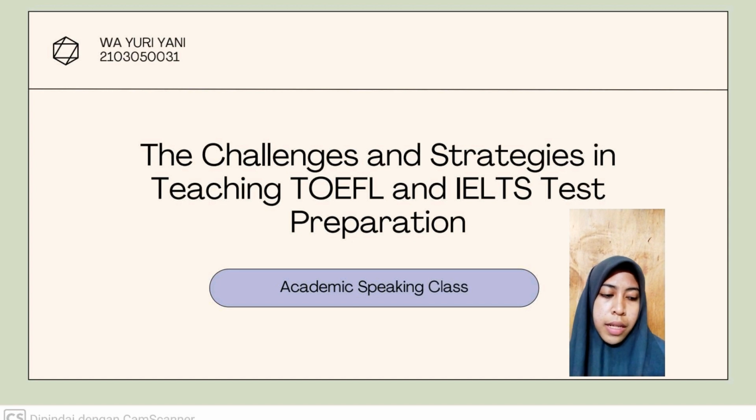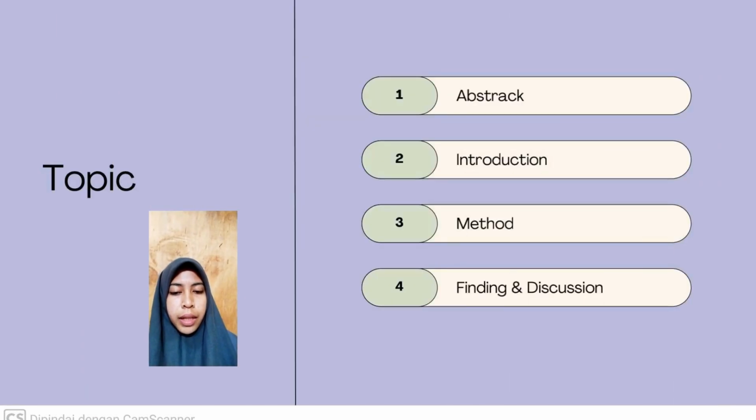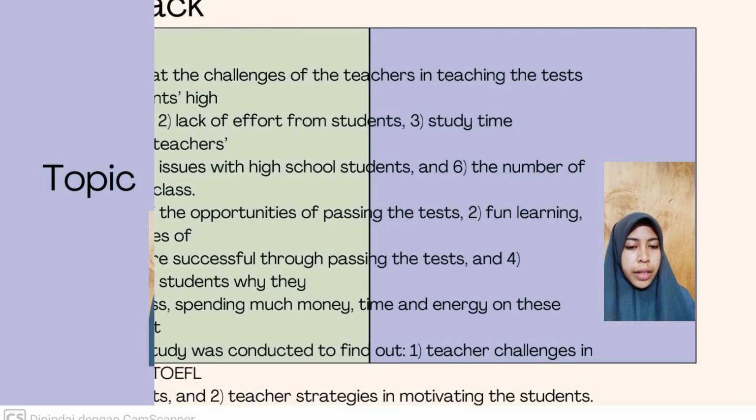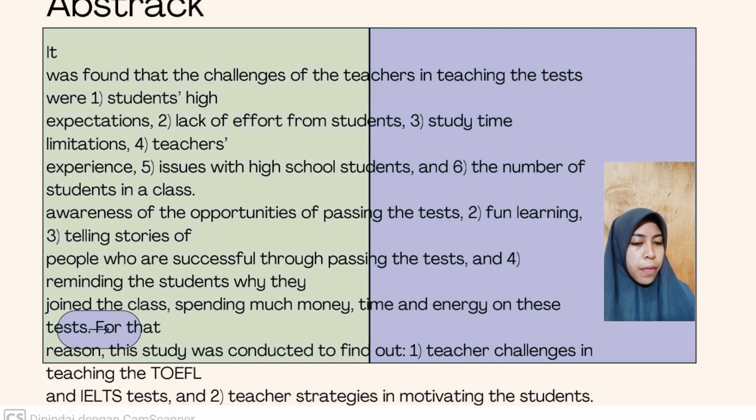I will explain the summary of the journal, and the title is Challenges and Strategies in Teaching TOEFL and IELTS Test Preparation, for the class Academic Speaking. The topics are: 1 is abstract, 2 is introduction, 3 method, and 4 is findings and discussion. Okay, the first material is abstract.